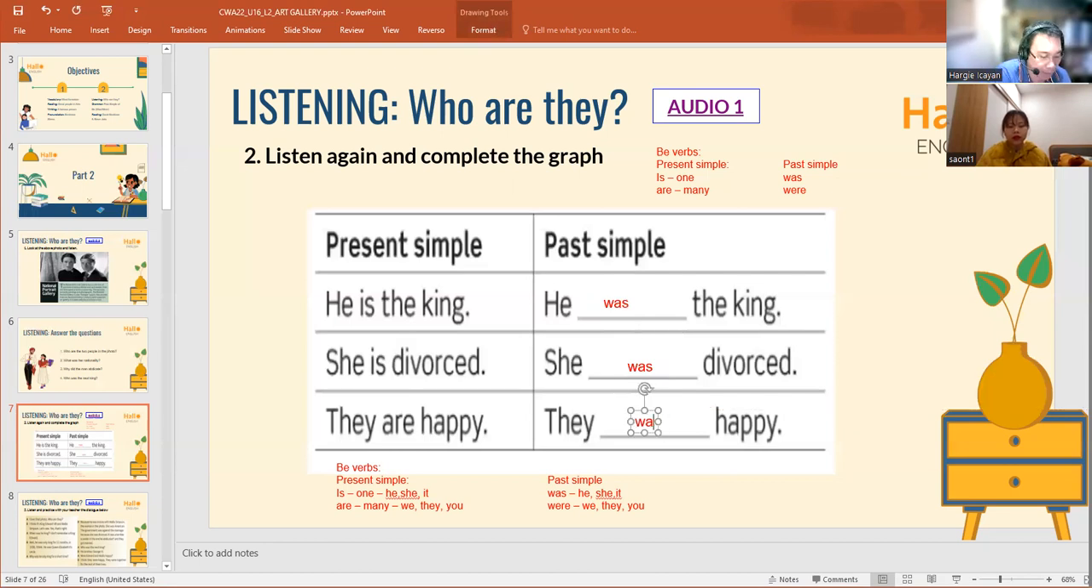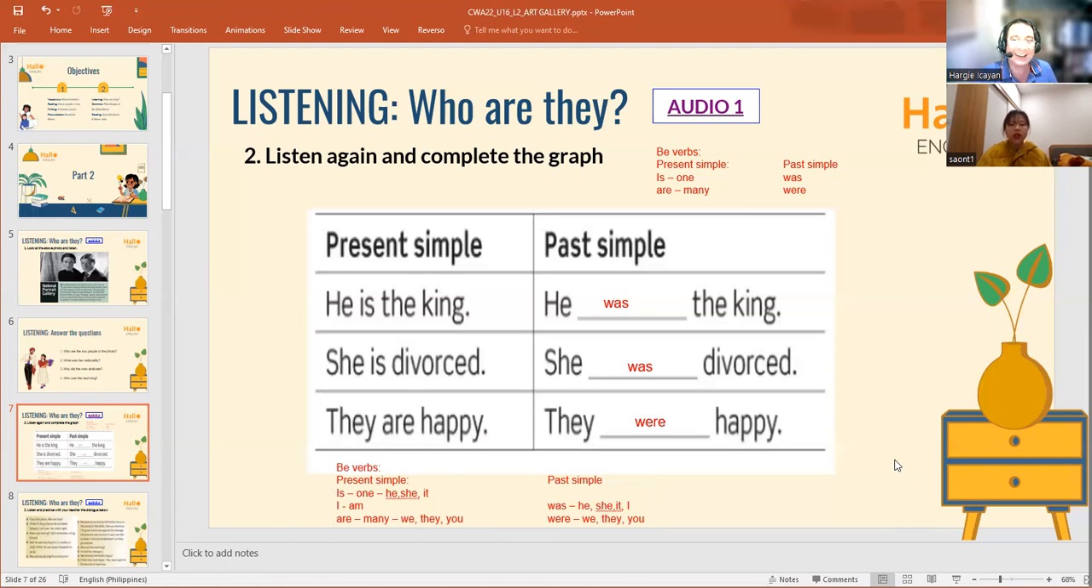Okay, they were happy. And another one, he, she, it, and I. If you're talking of I, the verb that we're going to use is was. So do you have questions with this? No, I don't have any question. Okay, she was the king. She was divorced. They were happy. Let's do more. Okay, next. Let's try to continue.